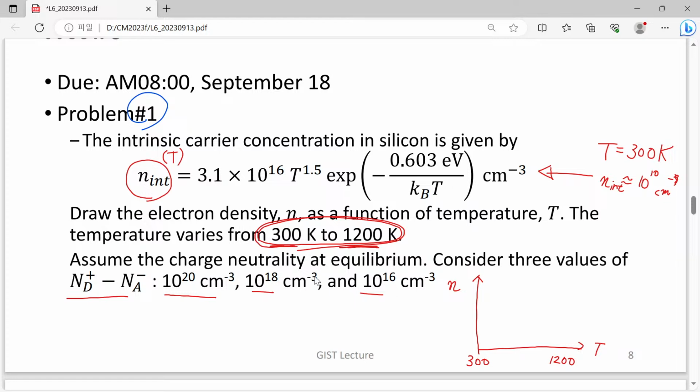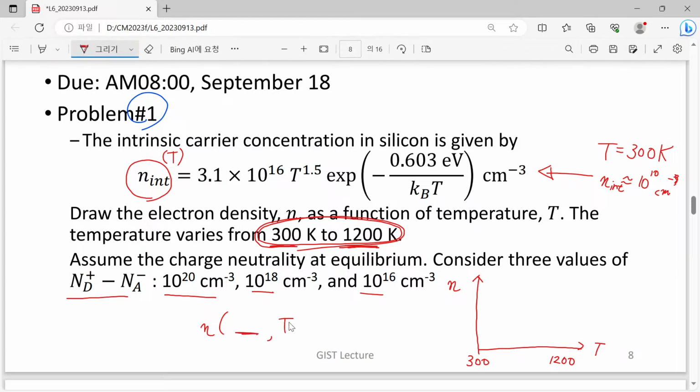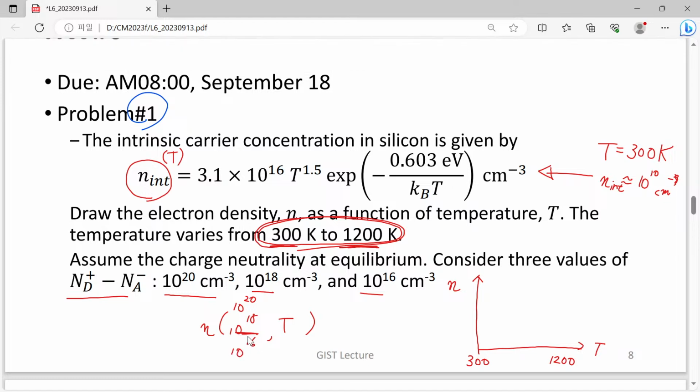Why do you have 3 curves? Because n is a function of doping density and temperature. And now I'm asking you to consider 3 different cases: 10 to the 20, 10 to the 18, and 10 to the 16. Please do it. Then you will find the variation of your electron density as a function of temperature. Okay, so are you with me? So please draw it.